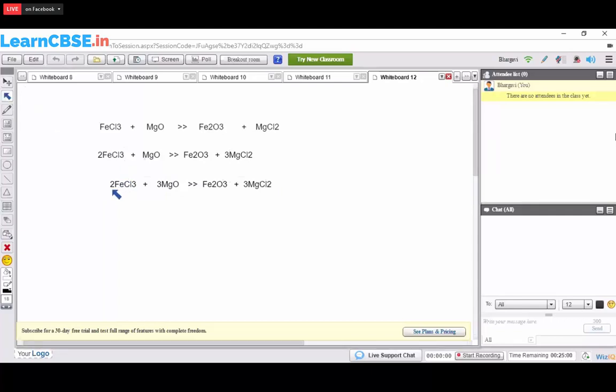Here it is 2 iron, here also it is 2 iron, and 2 times 3 is 6 chlorine here. So 3 times 2 is 6 chlorine, and 3 Mg, here also it is 3 Mg, and here it is 3 oxygen, here also it is 3 oxygen. So now the equation is balanced.